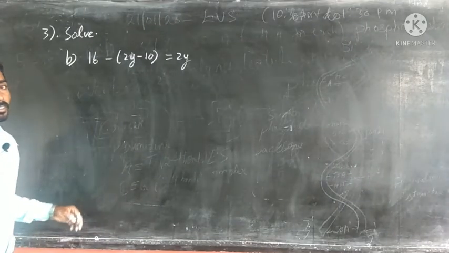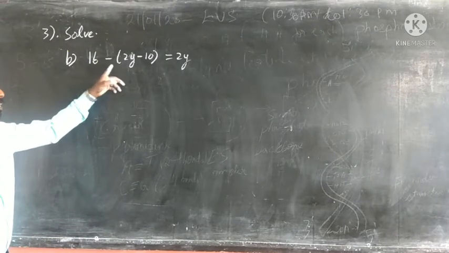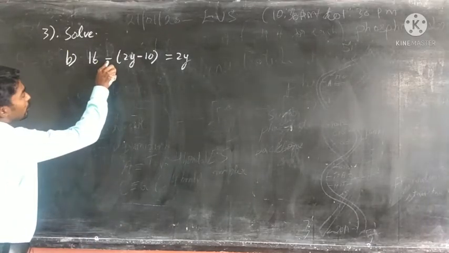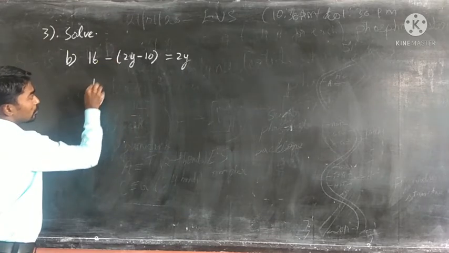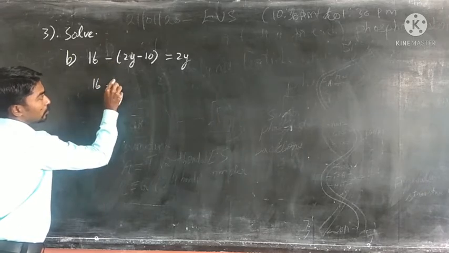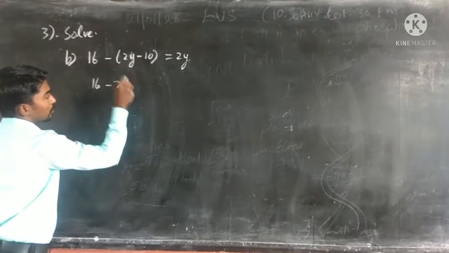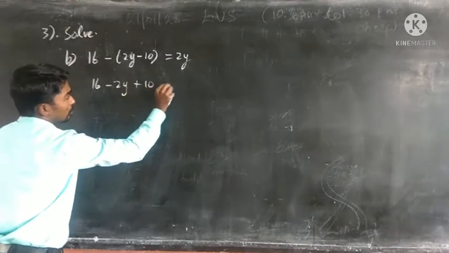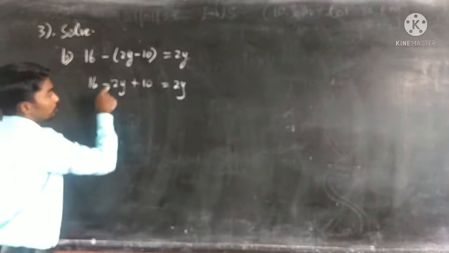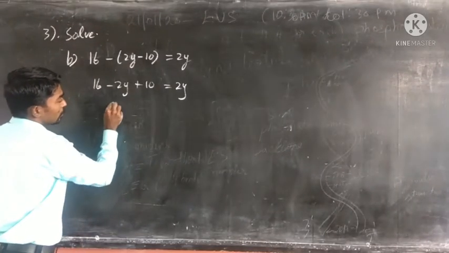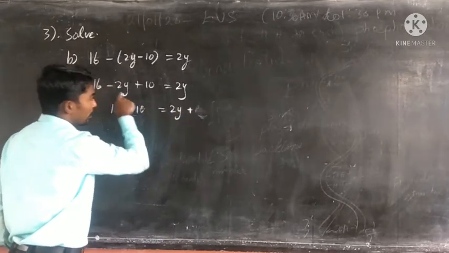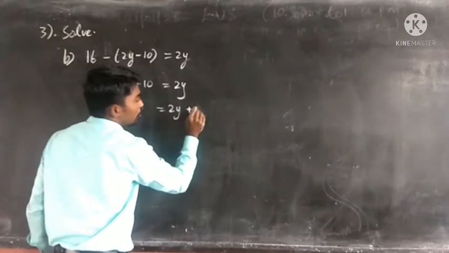Next subdivision. Subdivision number B. 16 minus of 2y minus 10 is equal to 2y. You are supposed to multiply inside. 16 minus 2y plus 10 is equal to 2y. Then this minus 2y we take to the other side, it will be 16 plus 10 is equal to 2y plus, take this minus 2y to the other side, you get plus 2y.